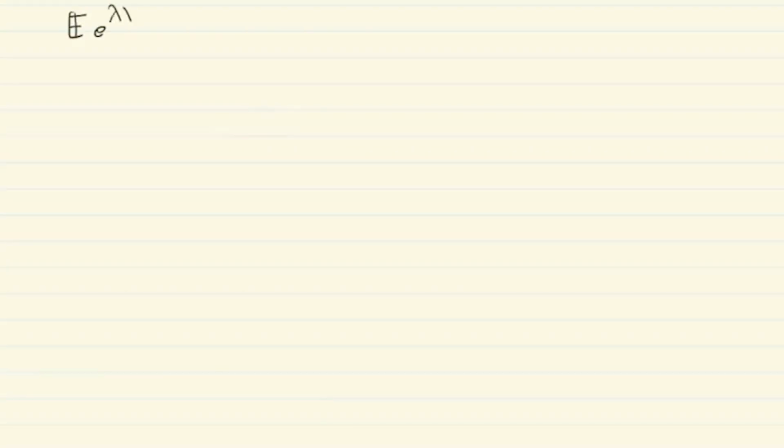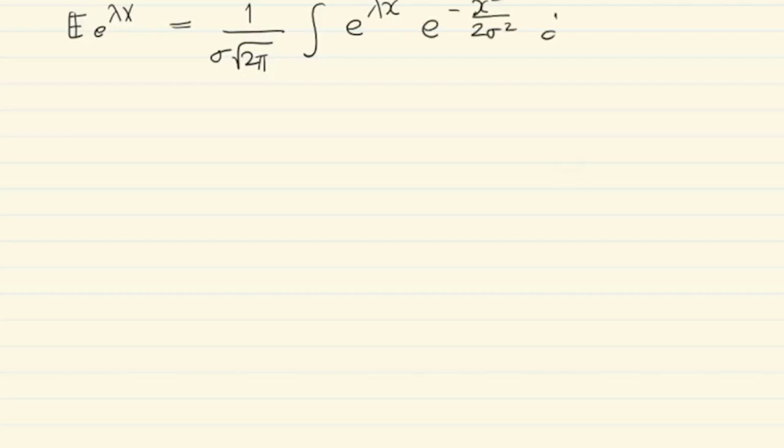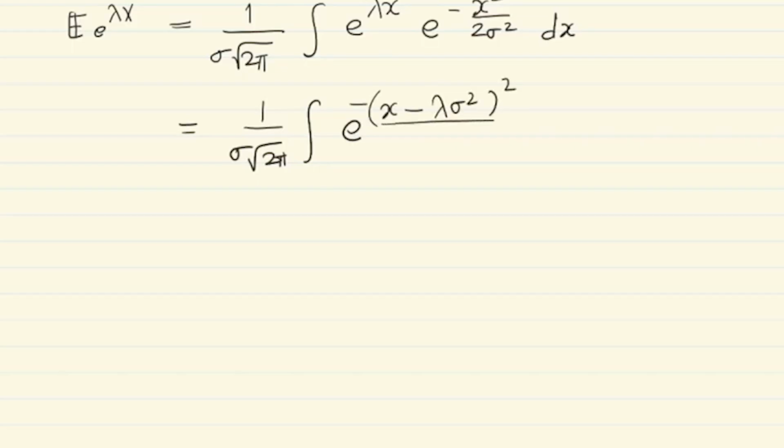So the expected value of e raised to lambda x, by definition, is 1 over sigma square root 2 pi times the integral of e raised to lambda x against the Gaussian density. What one can do is complete the square in the exponent to make it x minus lambda sigma square, the whole square, minus 1 by 2 sigma square, into e raised to lambda square sigma square by 2, dx.